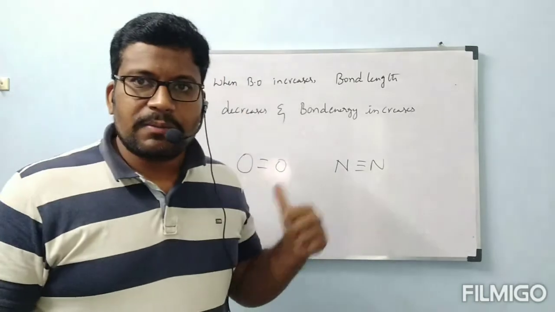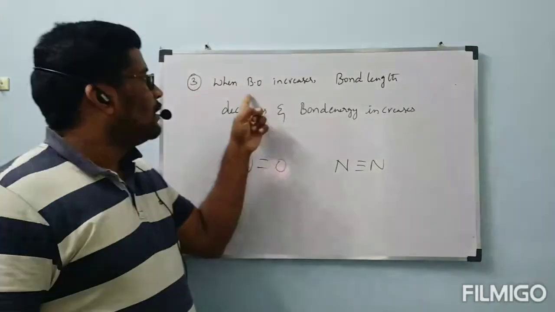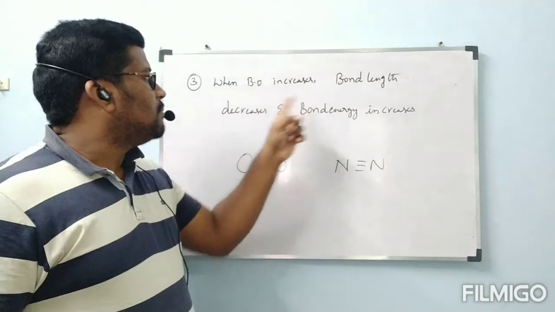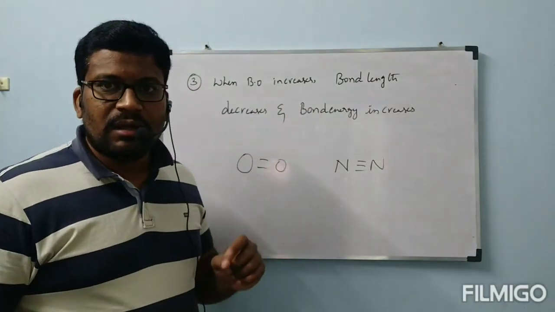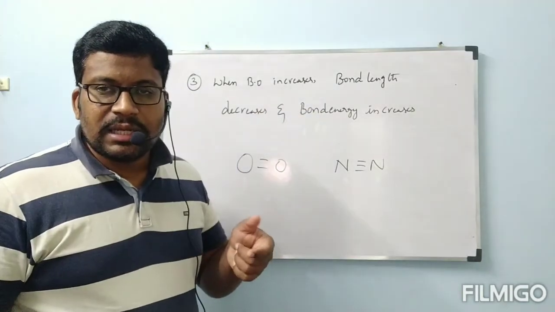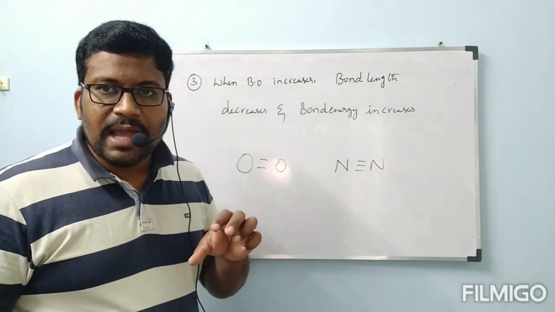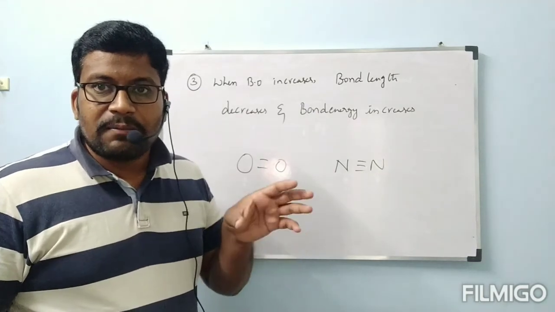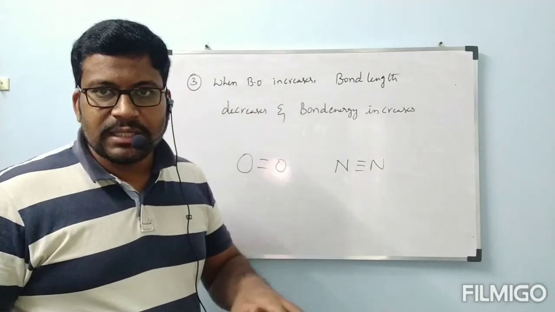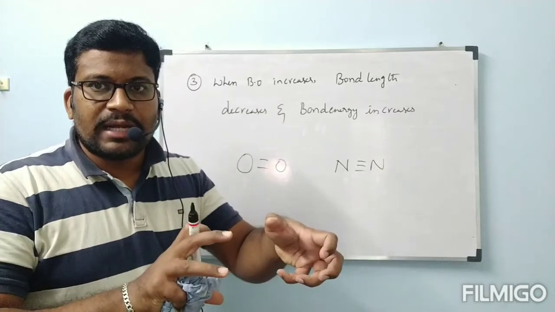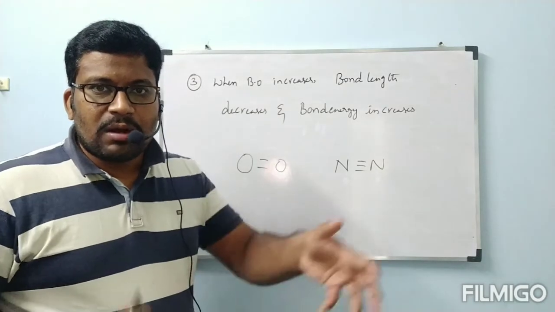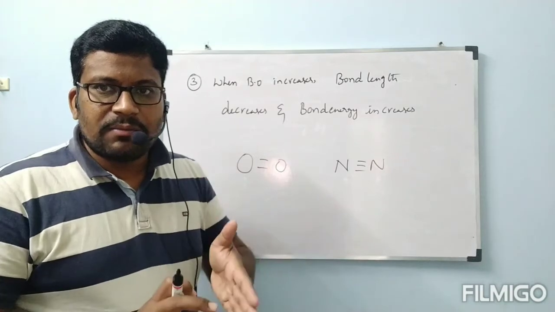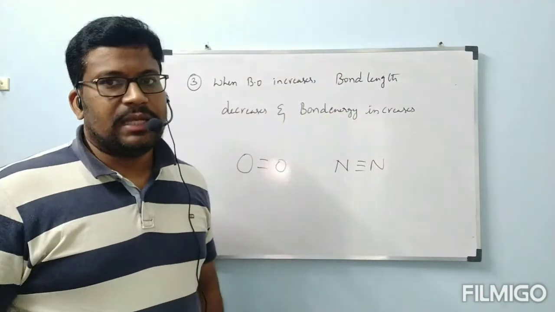But now, what about this statement? When bond order increases, bond length decreases and bond energy increases. What is the meaning of this? When bond order increases, the number of bonds present between the atoms increases. When the number of bonds between the atoms increases, they are nearer to each other. Attraction is strong. We cannot break the bond easily. Bond length decreases, and then bond energy increases.